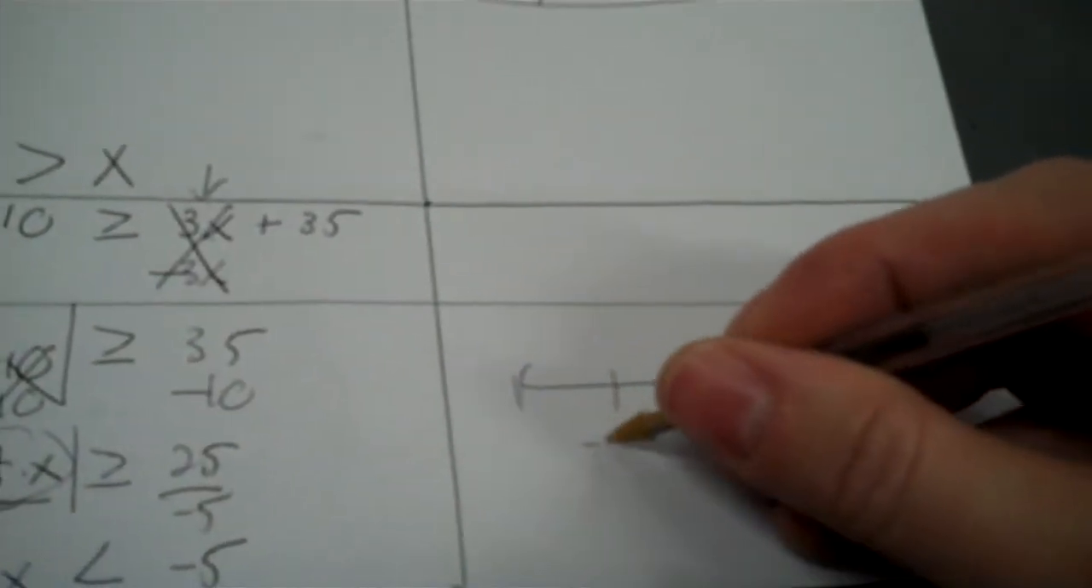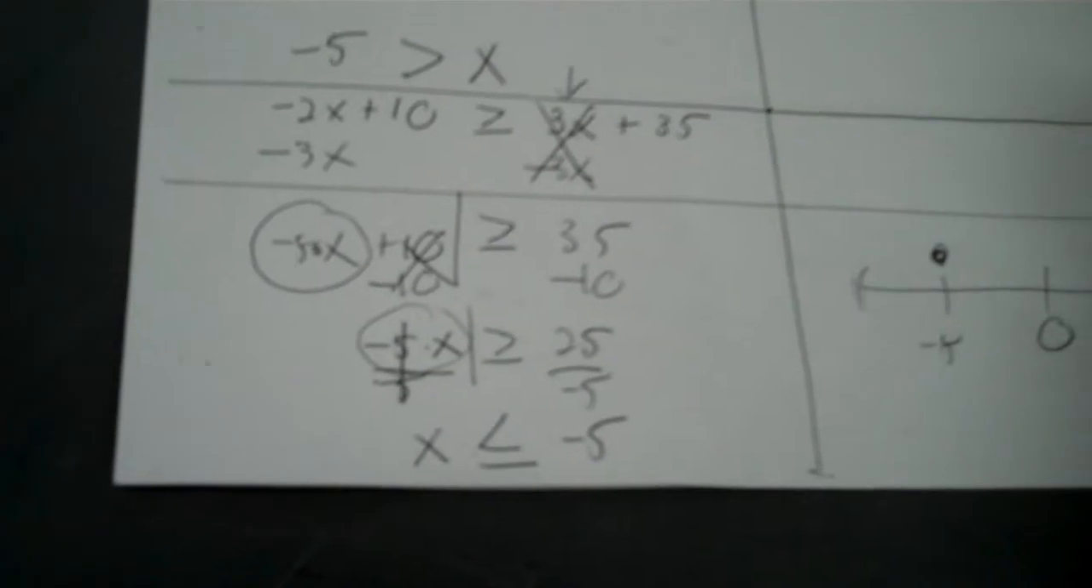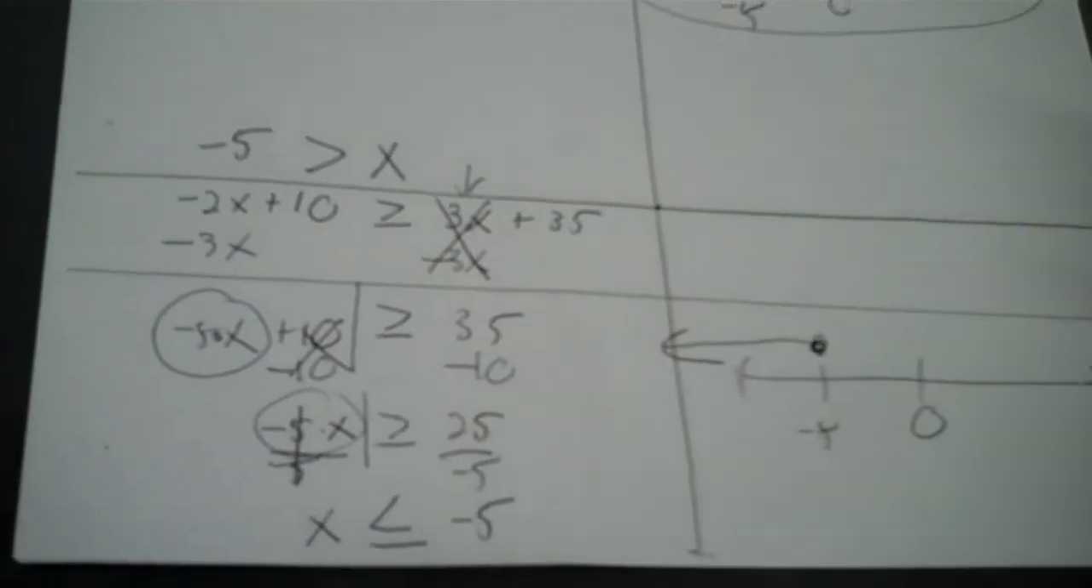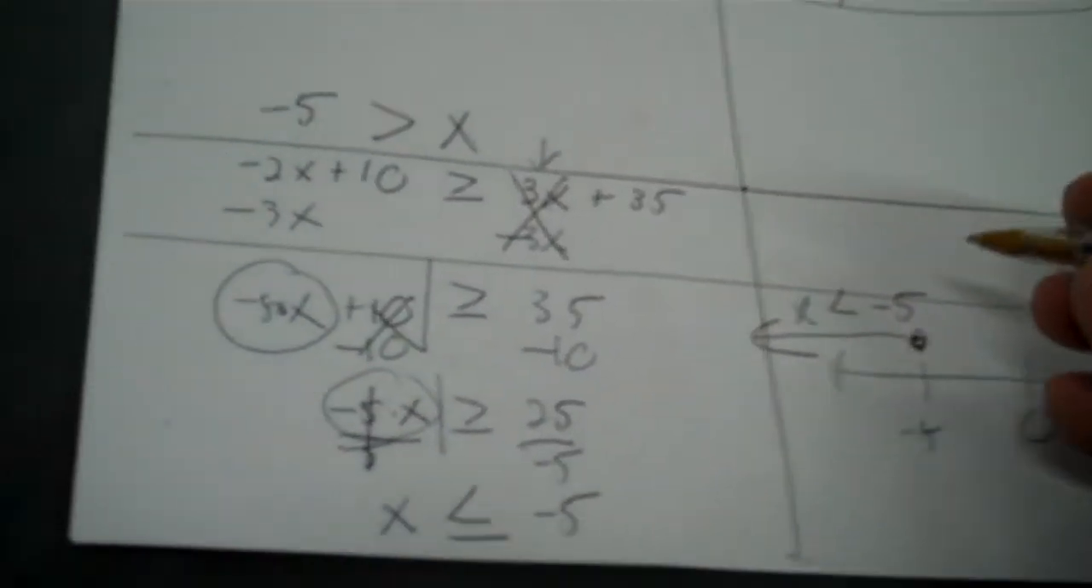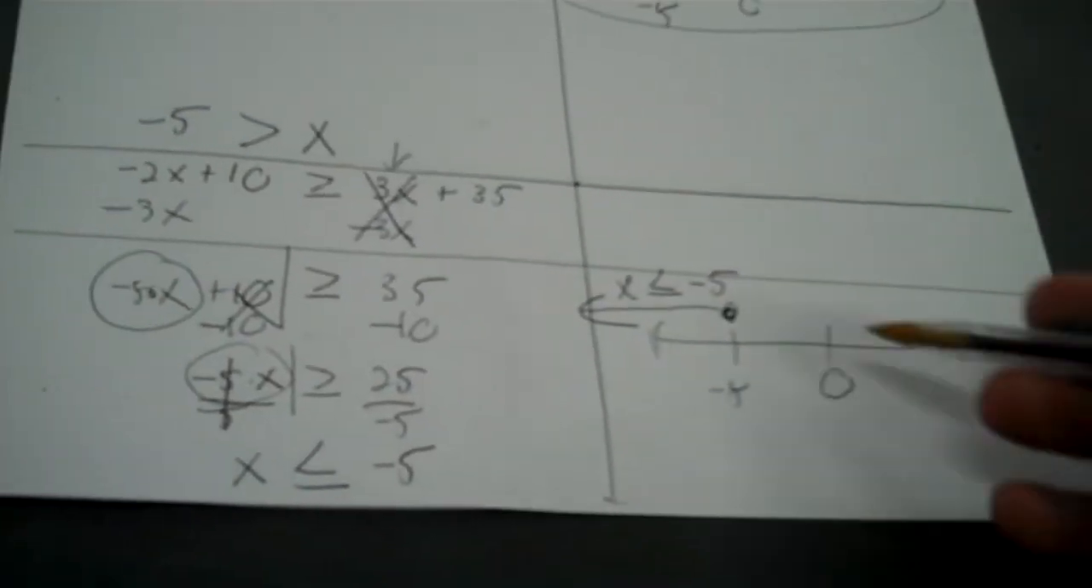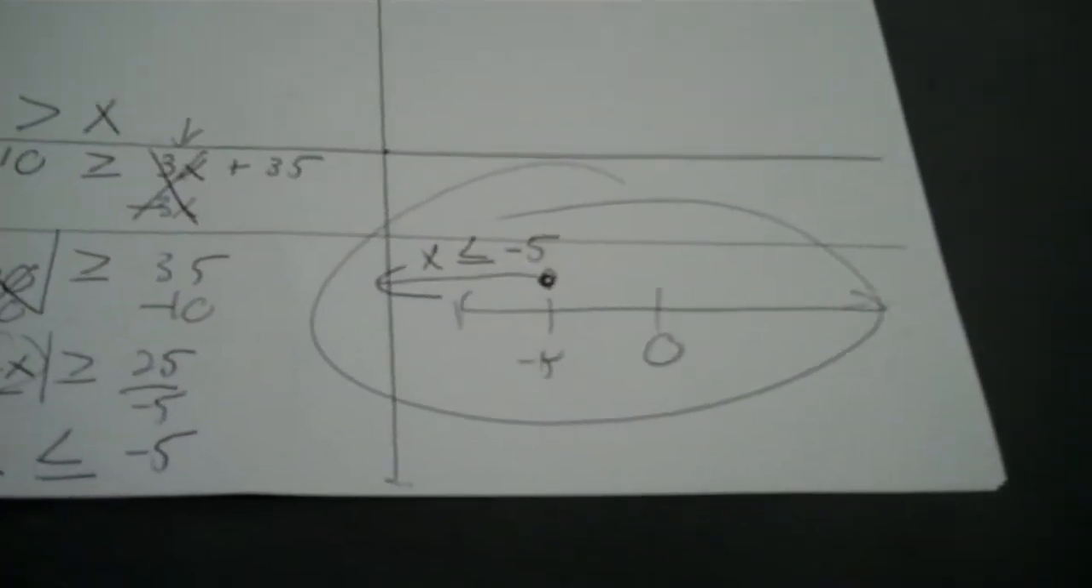So I have x. 25 divided by negative 5 is negative 5. So my value is negative 5. Now does it eat the x? No, it does not. So it goes this way. So I put x, negative 5. Or you can just make sure it eats the negative 5. Okay, remember to underline it.